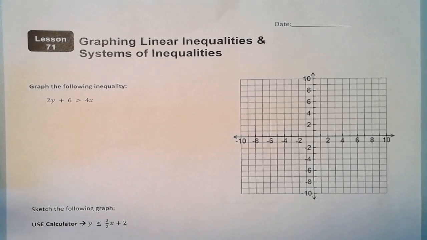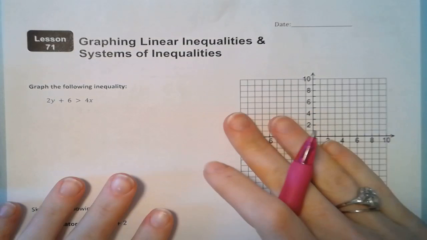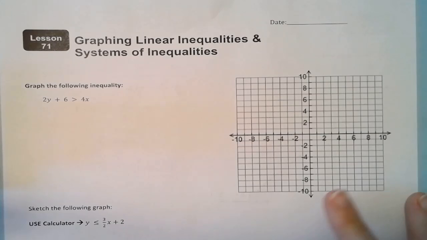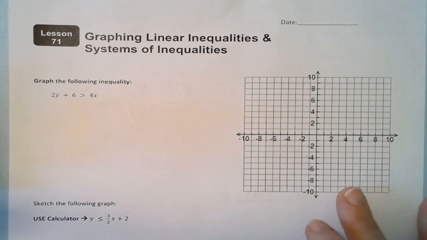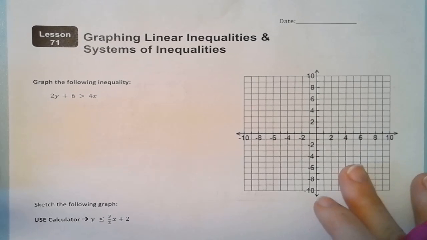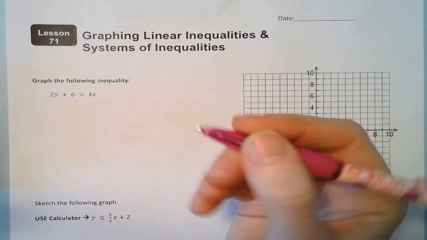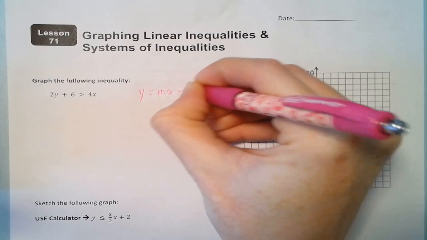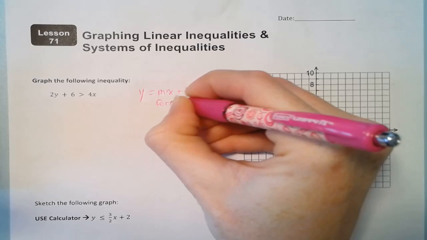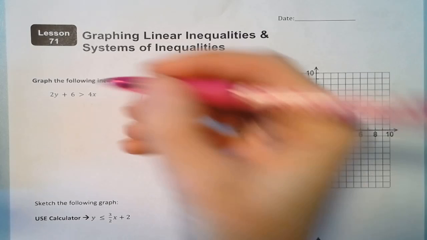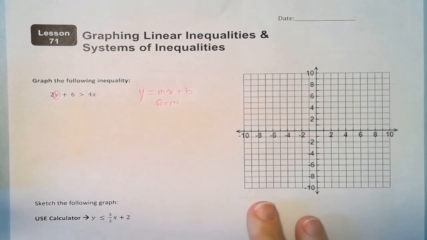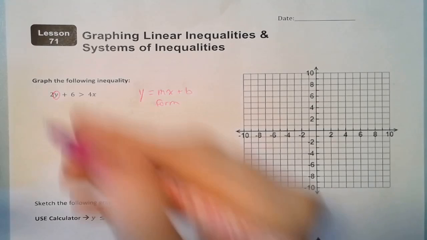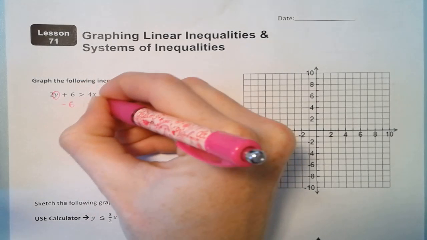Alright, so the first thing we're going to do, and the reason I'm using my camera today is because I'm graphing and I want to actually show you the graph, and it's so important for you to see the visual. So first thing I'm going to do is graph this inequality. Obviously it needs to be in y equals mx plus b form. So I'm going to isolate my y and move a few things over. I'm going to move the 6 over first.